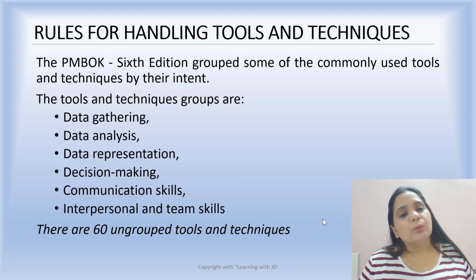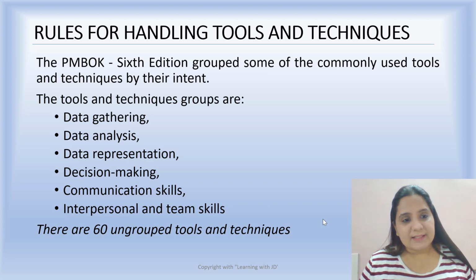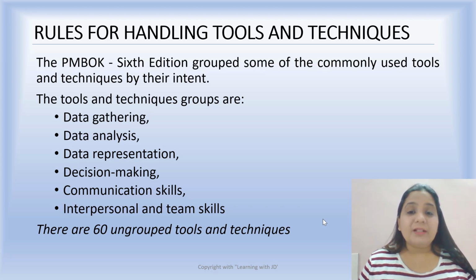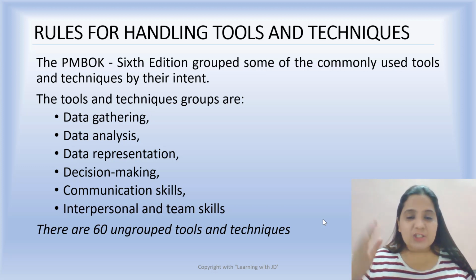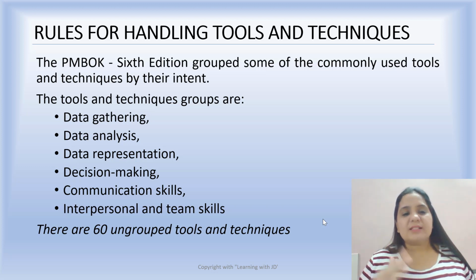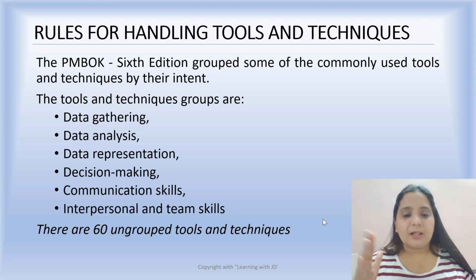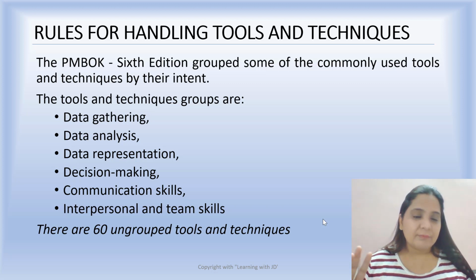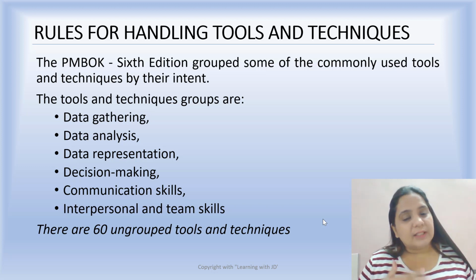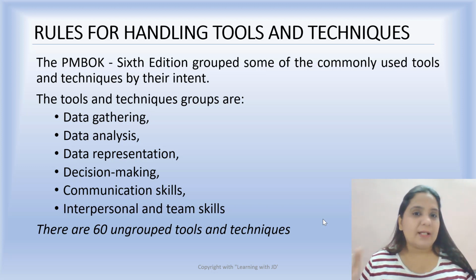Now let's see what are the rules for handling tools and techniques. So what PMBOK 6th edition has done, it has grouped some of the commonly used tools and techniques by their intent, by the way of doing it. The tools and techniques are gathered majorly into top six categories. Apart from these 6 groups, there are 60 other ungrouped tools and techniques which are often used across your process management. Let's see all of them in detail.